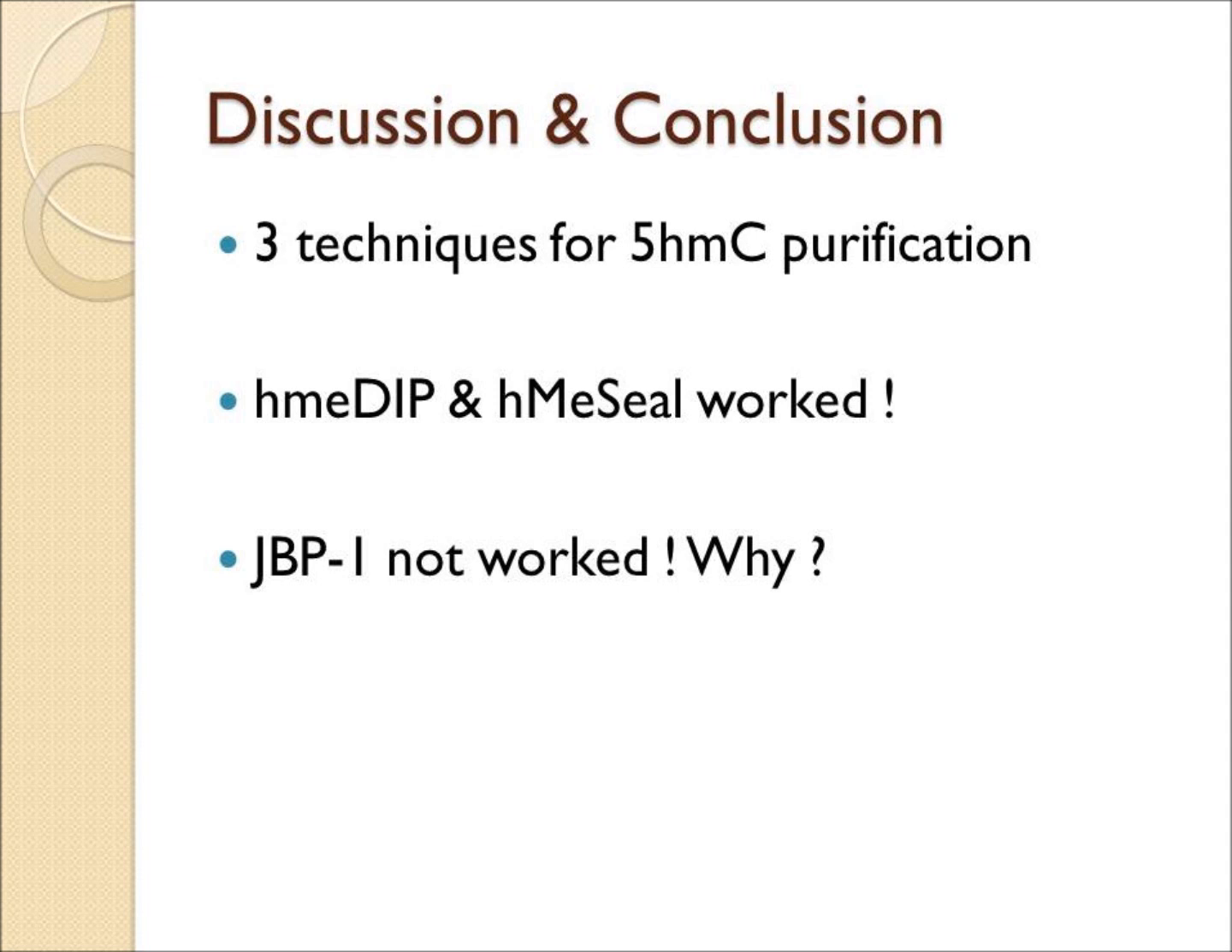JBP1 not worked. The researchers found no clear reason as to why the JBP1 affinity had not worked, but they believe there could be several reasons for that. The main reason being that during the qPCR, the JBP1 was working at low levels when it should have been working at higher levels. Also, the JBP1 protein may have been biased to certain parts of the genome, as the JBP1 libraries were enriched over the TSS, making the results different to those of hMeDIP and hMe-Seal.